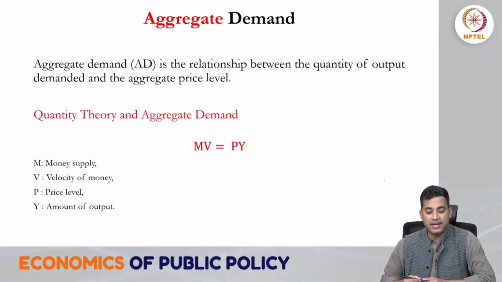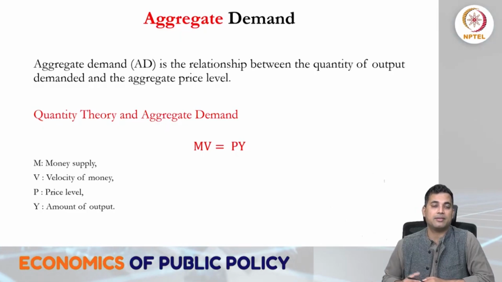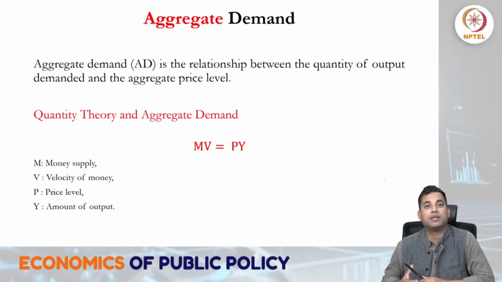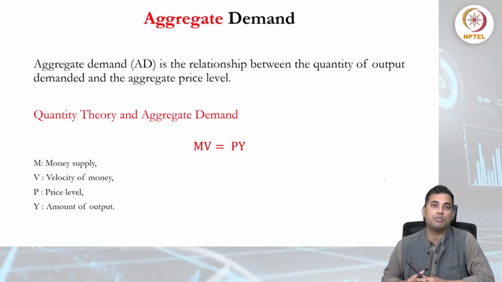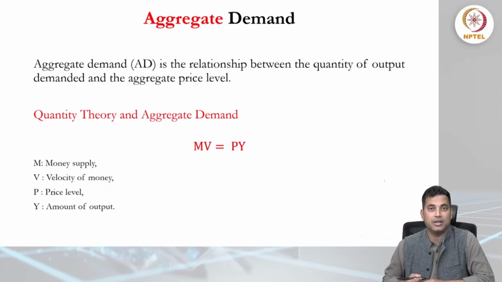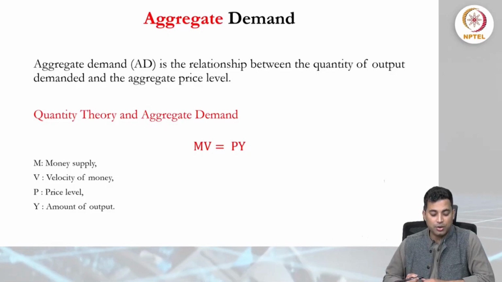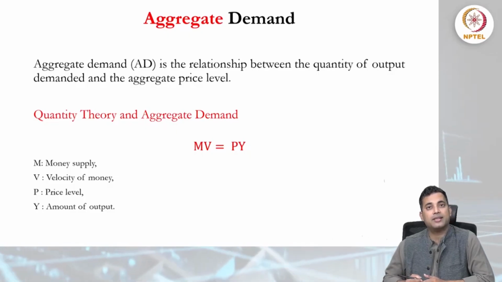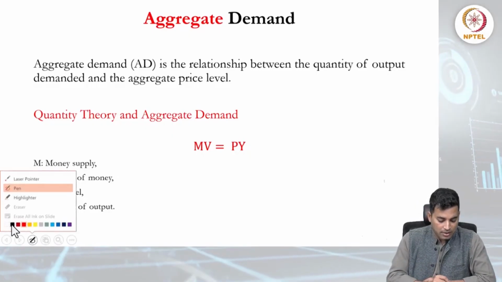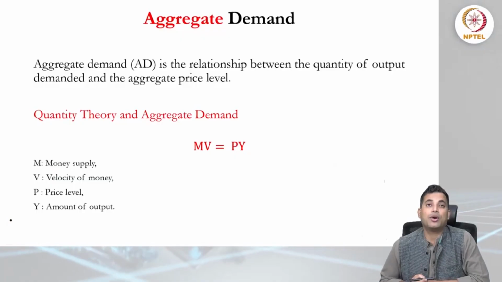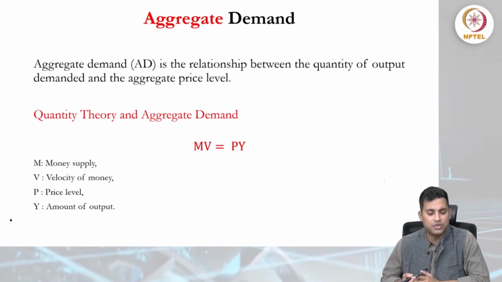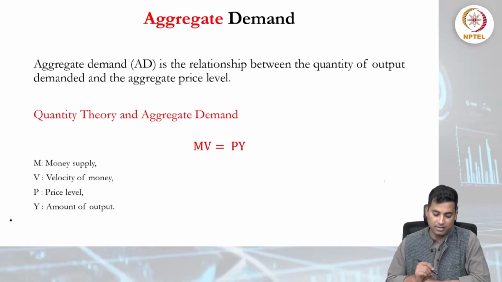As we know, aggregate demand, which we represent as AD, is the relationship between the price level and total output in the economy. To understand aggregate demand, let us also understand what we call the quantity theory of demand for money, which we can connect with aggregate demand.